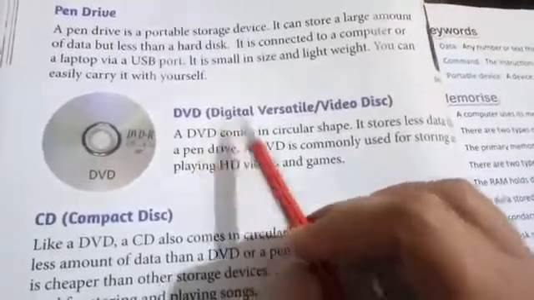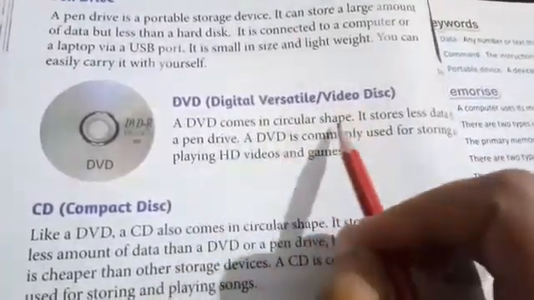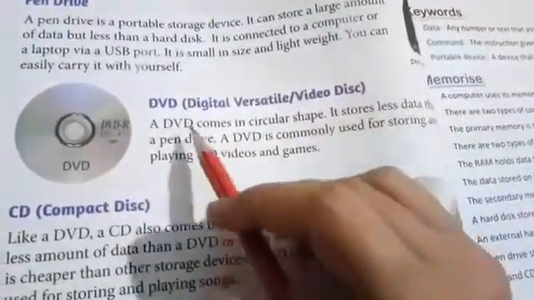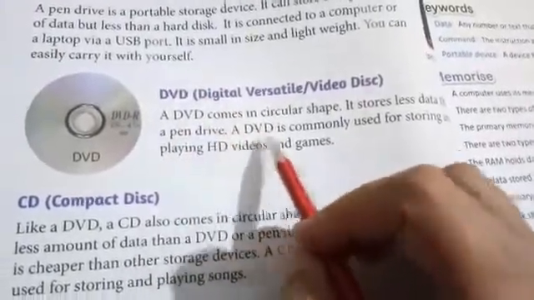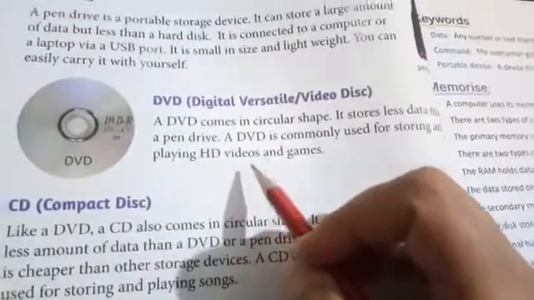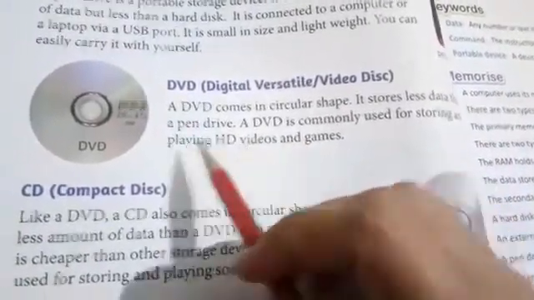Next one is DVD, that is digital versatile disc or digital video disc. A DVD comes in a circular shape. It stores less data than a pen drive. A DVD is commonly used for storing and playing HD videos and games.